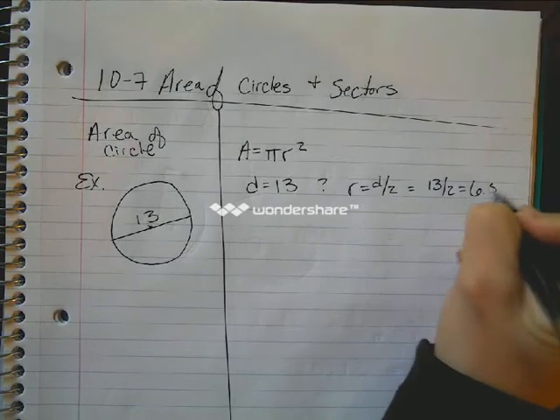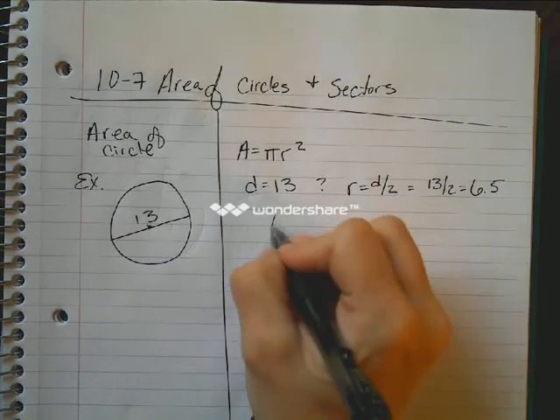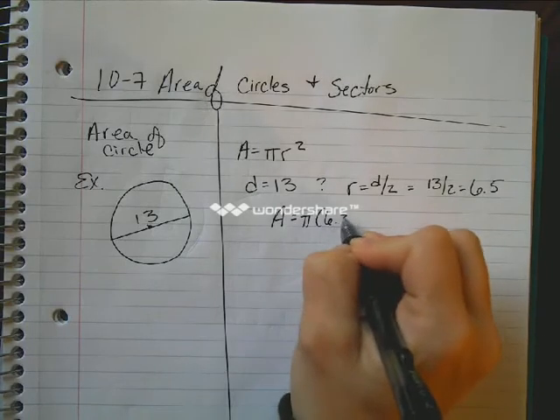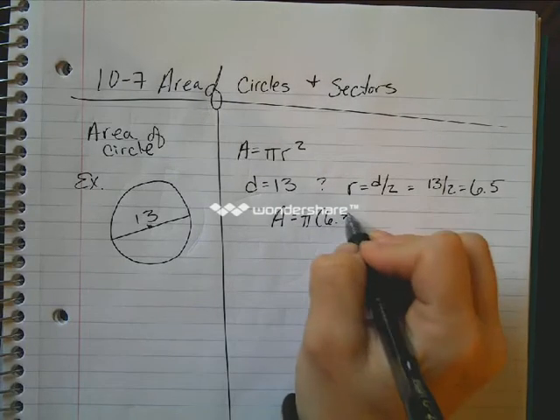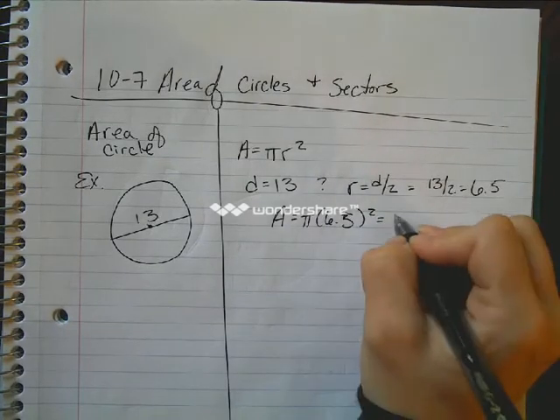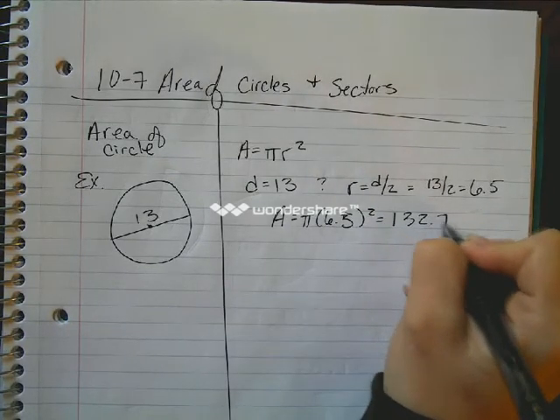Now you just plug in. Area equals pi times 6.5 squared. Type it in the calculator. You get 132.7.